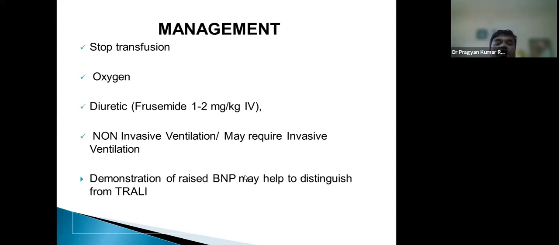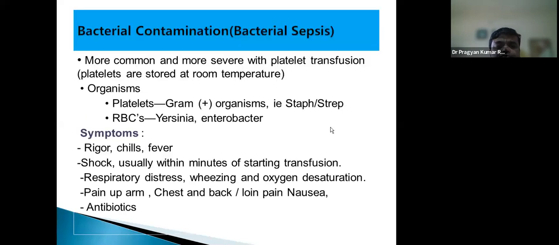So, how to distinguish from TRALI? NT-proBNP, which is a very important marker of pulmonary edema or cardiac failure, is pretty high in transfusion-associated circulatory overload compared to TRALI, because they form two very important differential diagnoses.